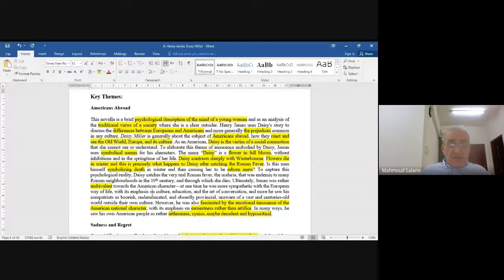Again, he saw his compatriots as boorish, as undereducated, as absurd, provincial, or as unaware of the vast and centuries-old world outside their own culture. You see, this is the idea of ambivalence about how he sees his own people. He was really fascinated by the emotional innocence of the American national character. In a way, he was saying that Americans are very innocent and straightforward and open, and so on. I don't know, really.